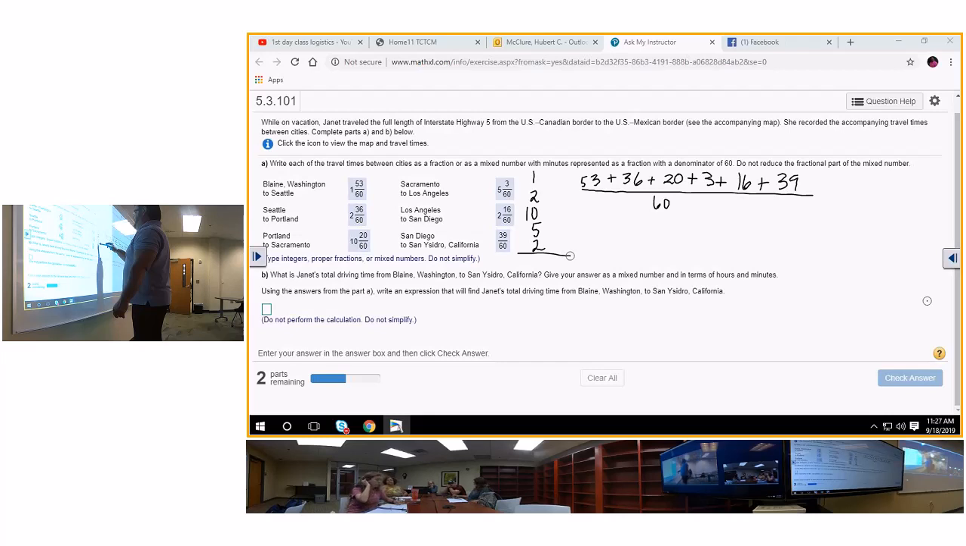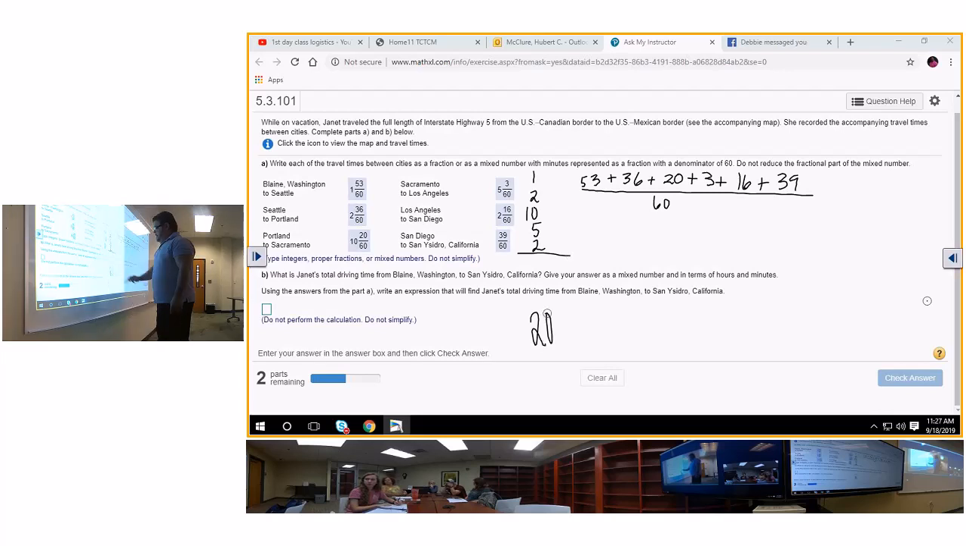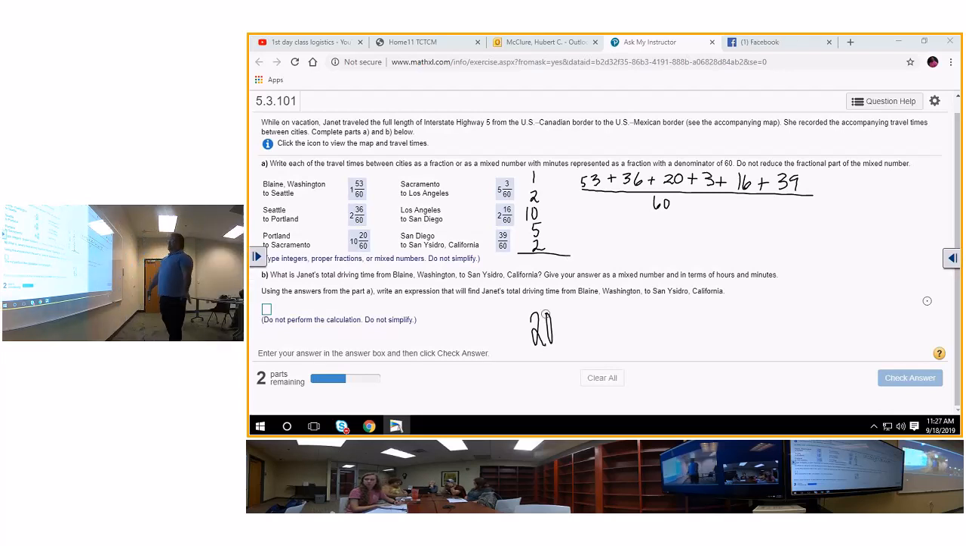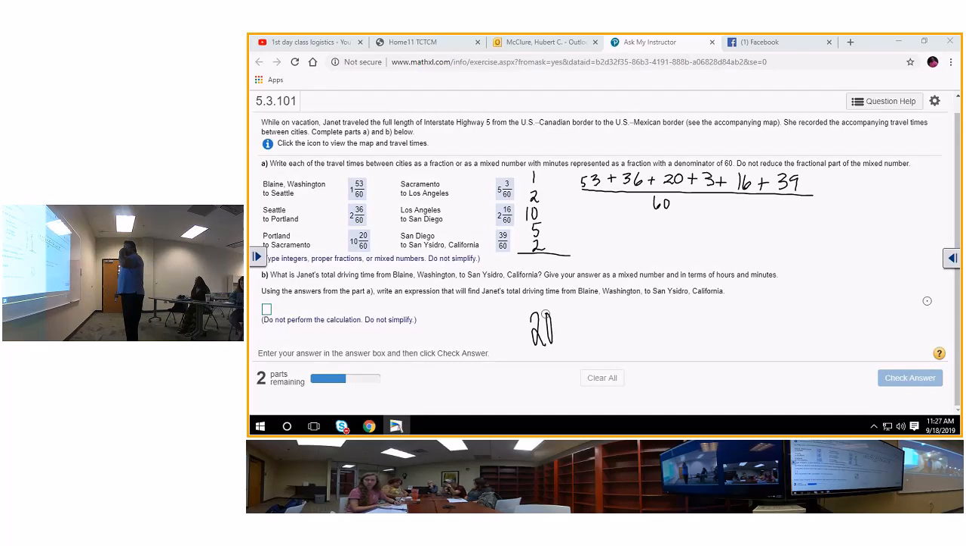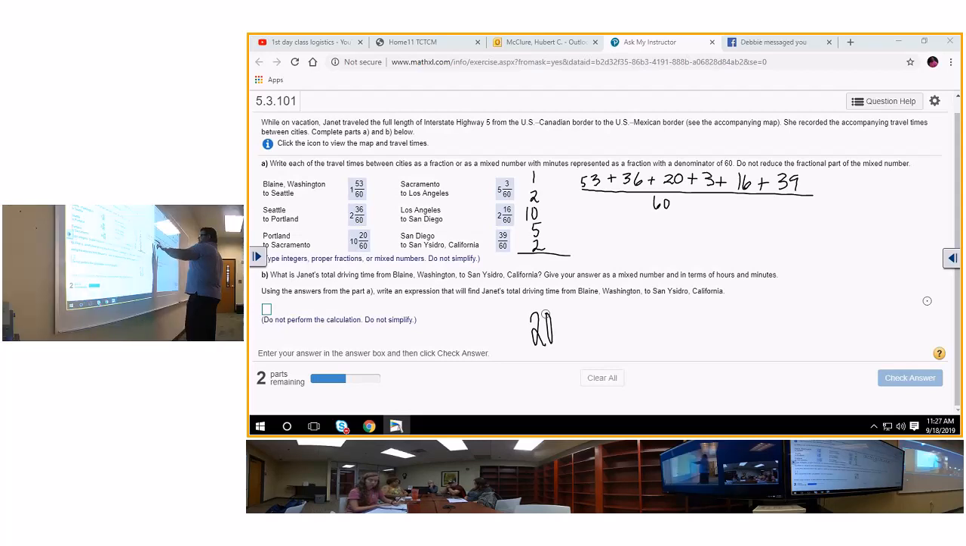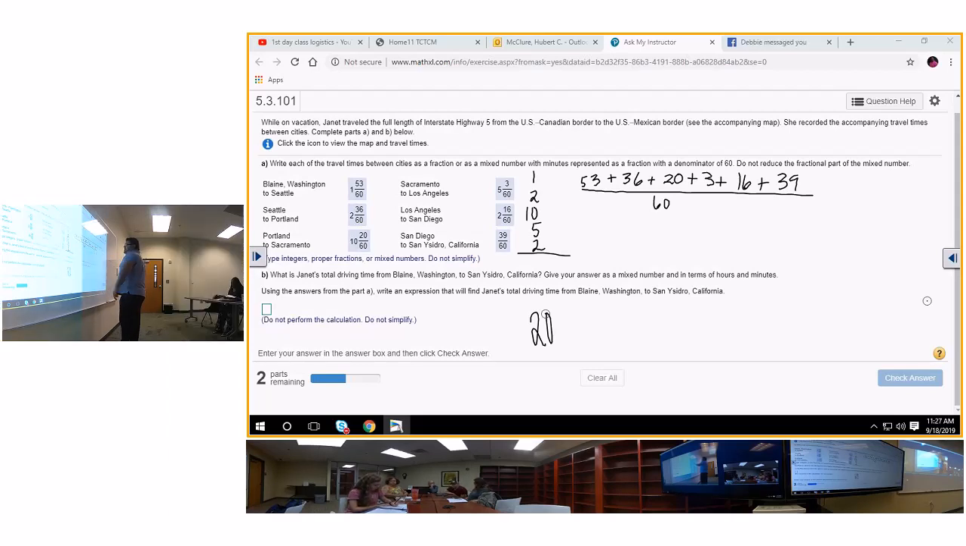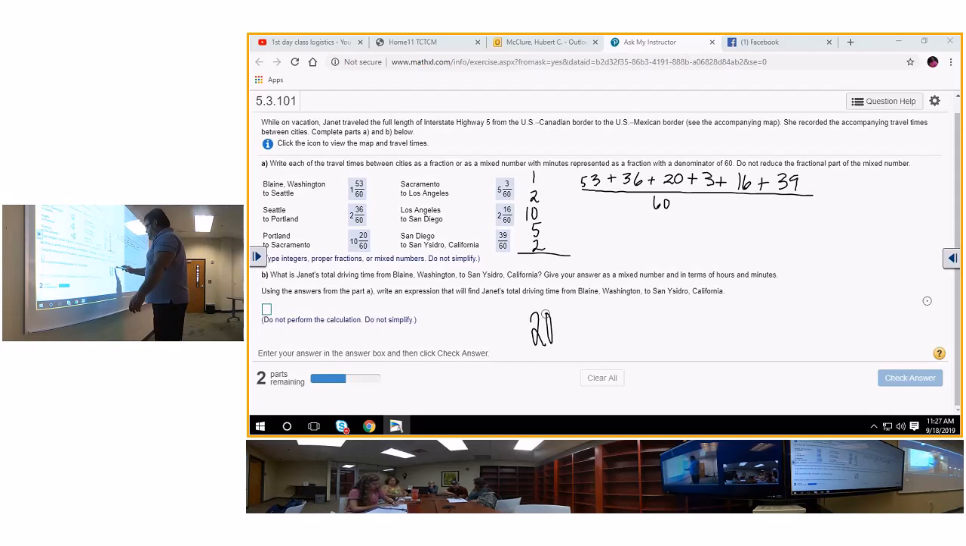So 2 plus 5 is 15. Is that 20? Yep. Okay, that's 20 miles, and then we got to add up our fractions. So I'm going to try to do this in my head. Okay, 53 plus 20 is 73. 73 plus 36 is 109, 112, 128, and then plus 40 is 148, minus 1 is 147. I get 147. Somebody check me.